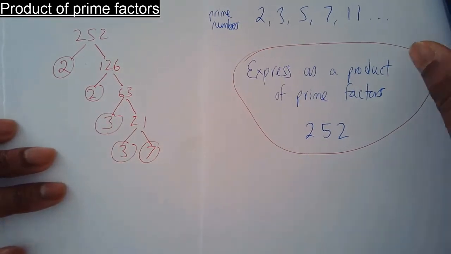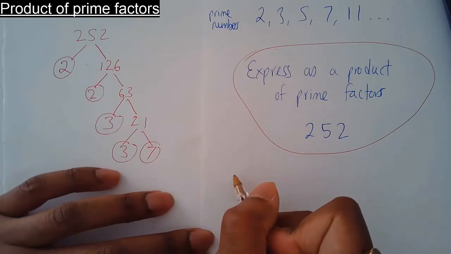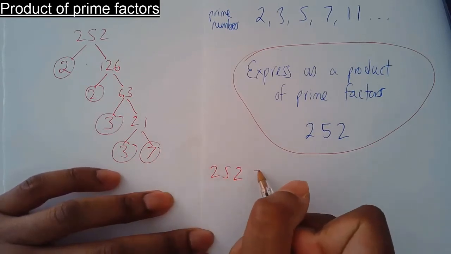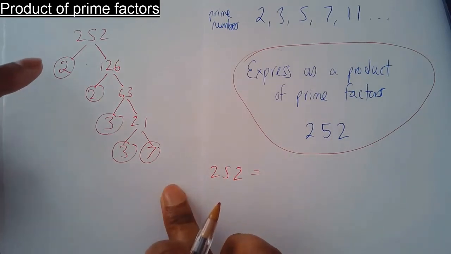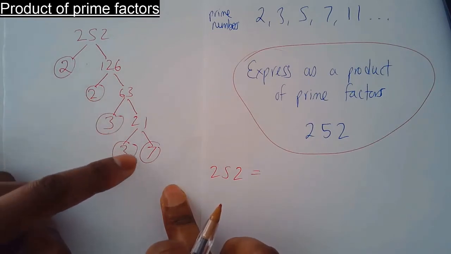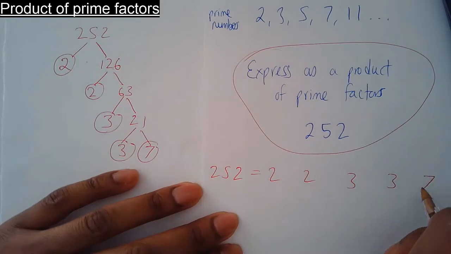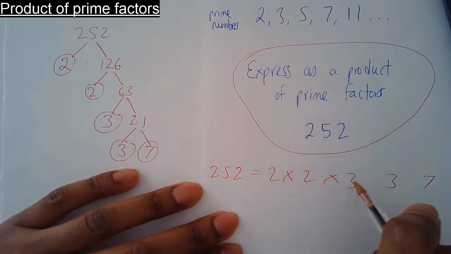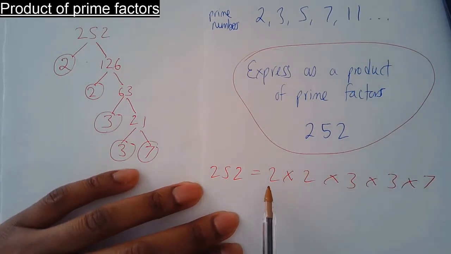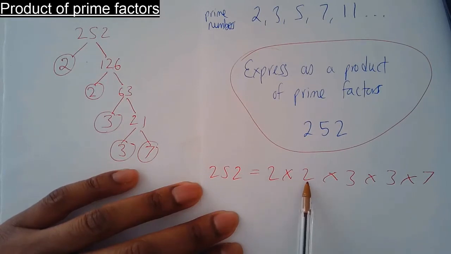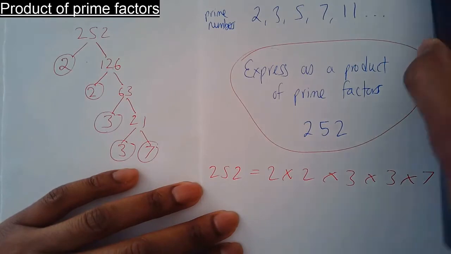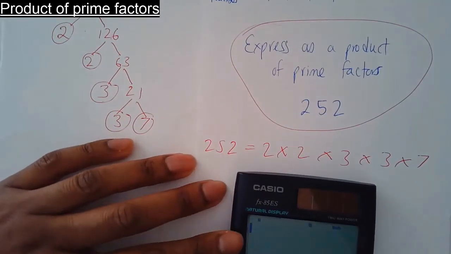So then, 252 is equal to, look at all the prime numbers here. We've got 2, 2, 3, 3, 7. And then put the times symbol in between. So basically 2 times 2 times 3 times 3 times 7 does give you 252, which you can check on the calculator.